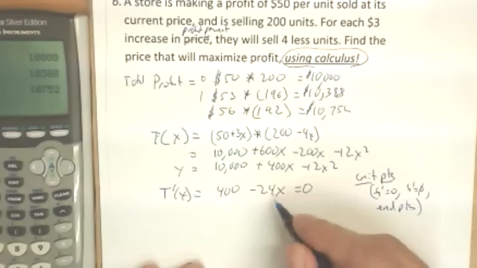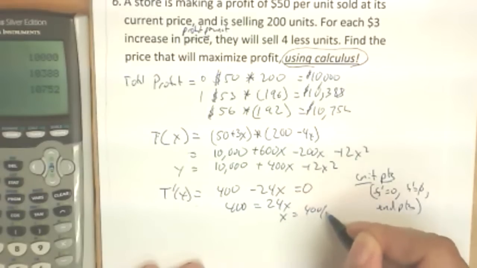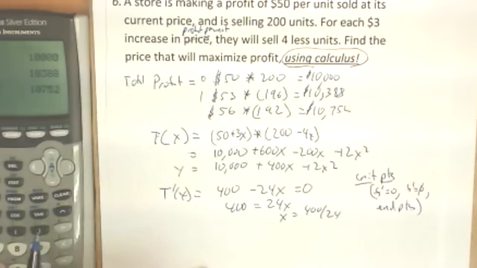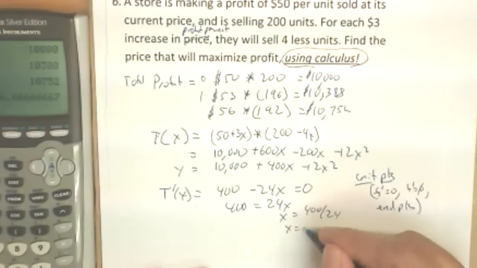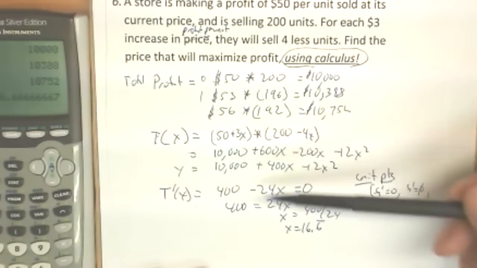Well, so we set this equal to 0. Very easy to solve. 400 equals 24x. And x is equal to 400 over 24. So there's your answer, 400 divided by 24. We should do 16 and 2/3 of those increases. 16.666 forever increases.